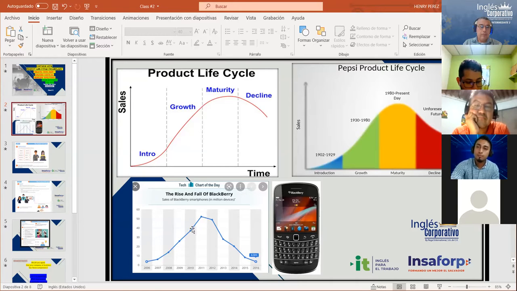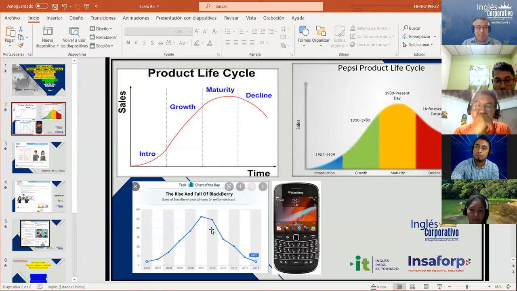2010, too. 2011 is the maturity. Excellent. Yes, perfect. Maturity. 2012, I think that is starting to decline. Perfect. After that, in 2013, the sales of the product are declining. Drastically, right? Like boom, boom. Every year it is falling dramatically.